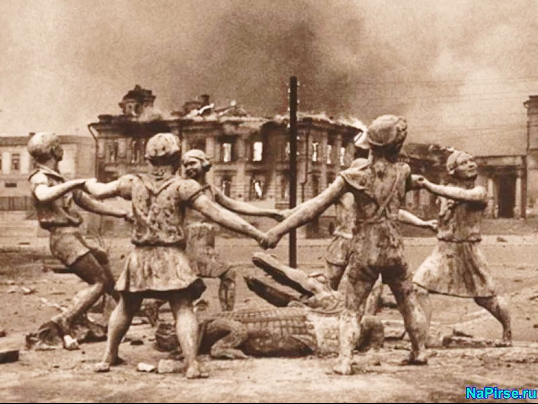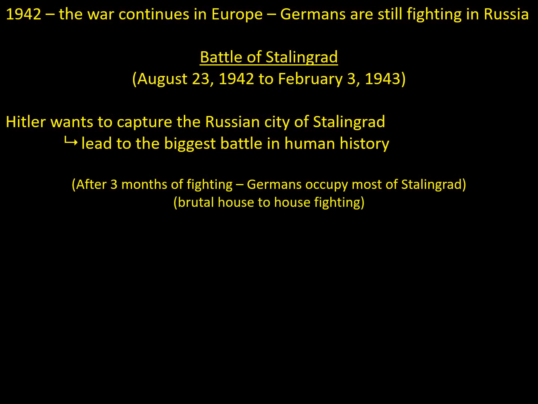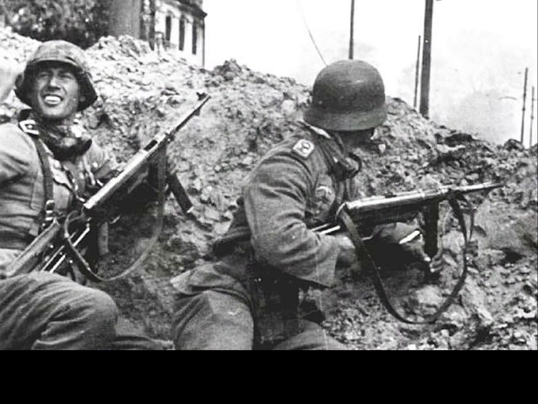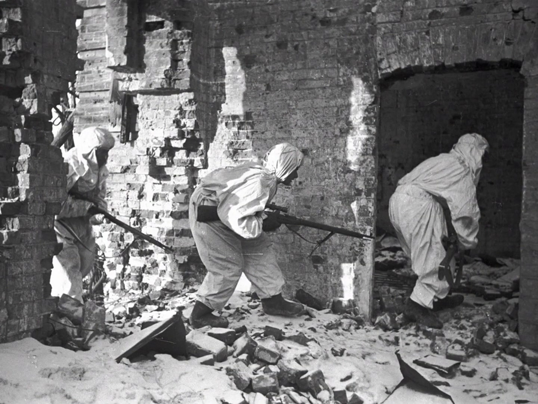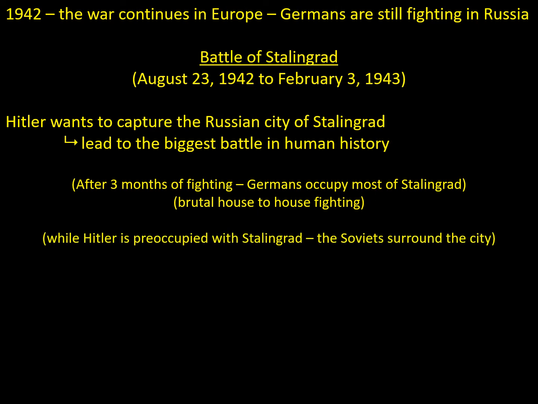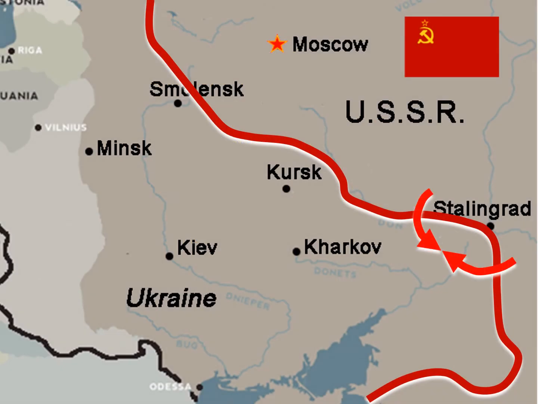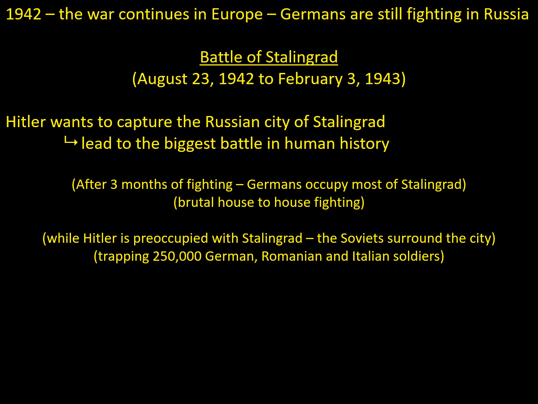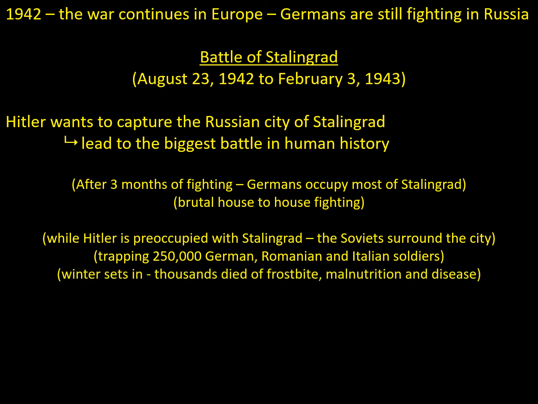This was the famous children dancing around the alligator statue that was in Stalingrad. There was brutal house-to-house fighting. Here are German soldiers and Russian soldiers. But while Hitler is preoccupied with Stalingrad, the Soviets surround the city, trapping 250,000 German, Romanian, and Italian soldiers. Winter sets in. Thousands of German soldiers die of frostbite, malnutrition, and disease.